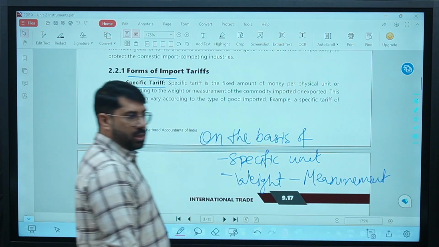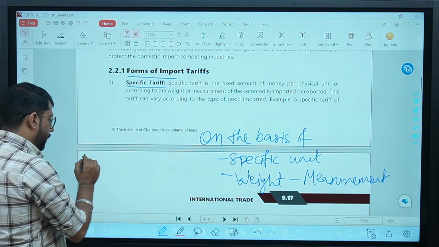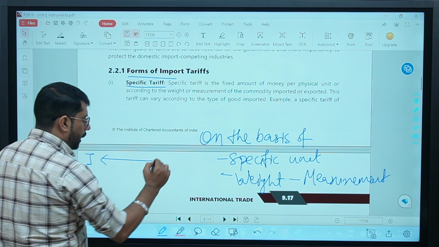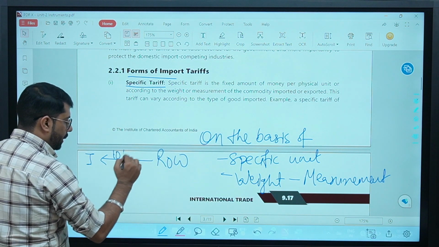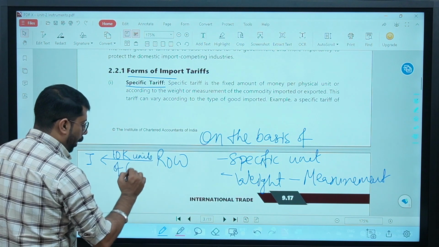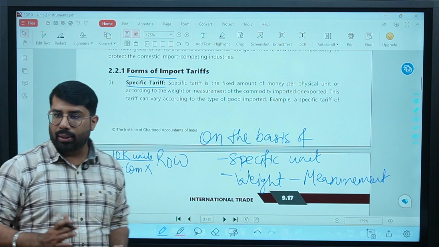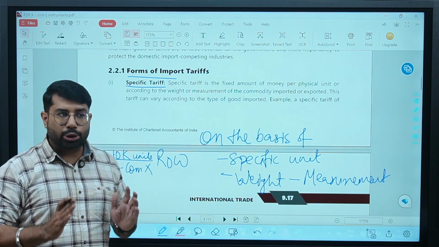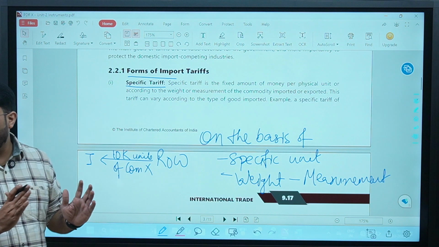Sir, what do you mean by this? It means, let us say India is importing 10,000 units of commodity X from the rest of the world. I'm saying any country. Guys, look at the screen, please. Just look at the screen, please. You will lose the concept, I'm saying, if you don't look at the screen.